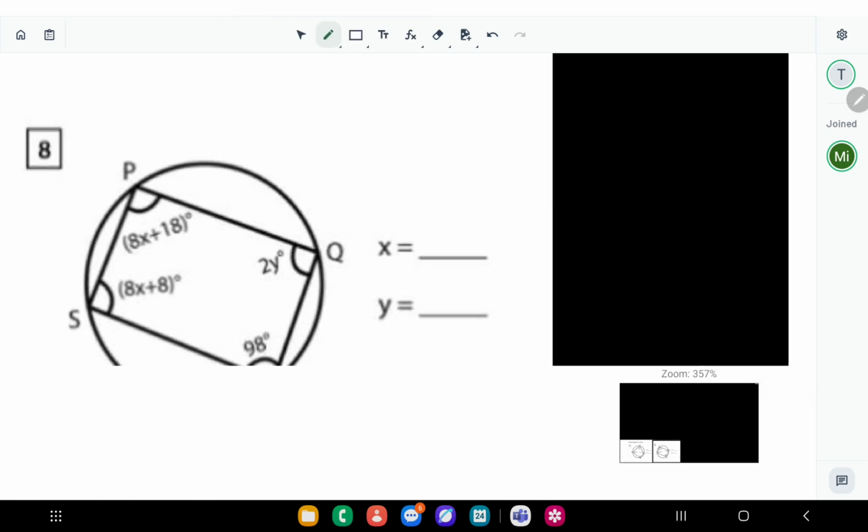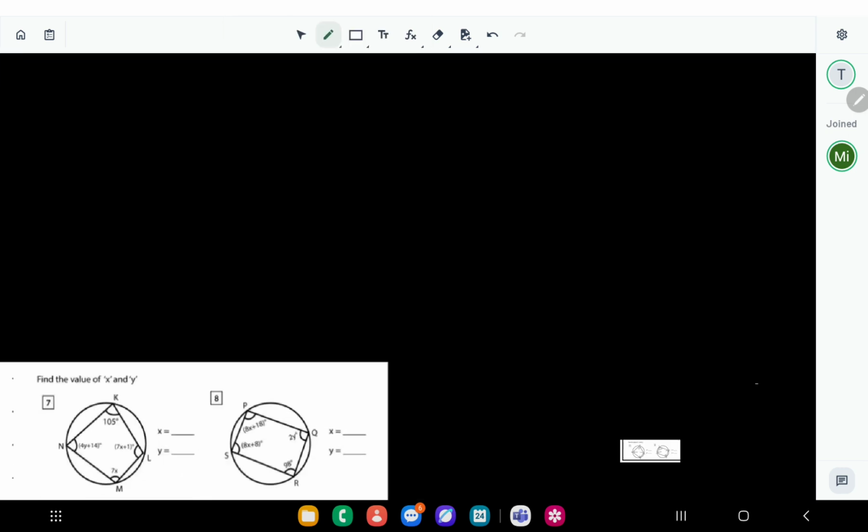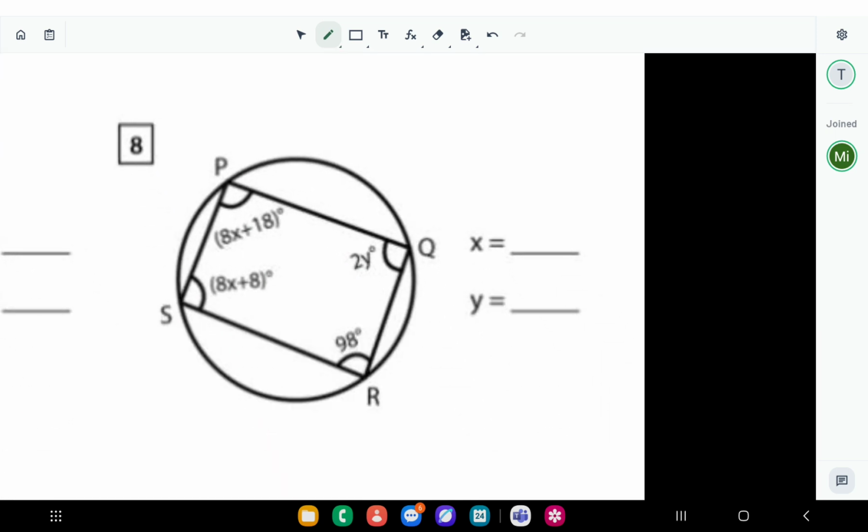So that is, okay, 8x plus 18, 8x plus 8, 2y. You tell me the opposite angles. What are the opposite angles? Yes. Okay, and then the other one? Okay, try to solve them.